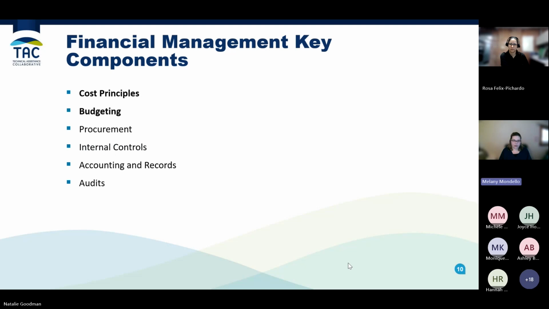Again, just some background, some key financial management components. We have cost principles, which we'll be talking about. We have budgeting, which we'll be talking about based on allowable costs. The other things on this list, we're not going to talk about today, but I didn't want to withhold the information from you. If you want to dive more deeply into this, there's going to be resources at the end of the presentation that you can dive more deeply into all of these things. So we'll go to the next slide.